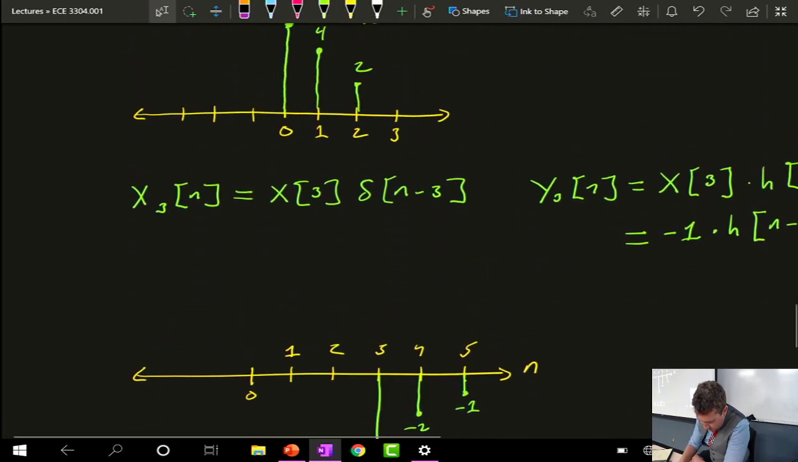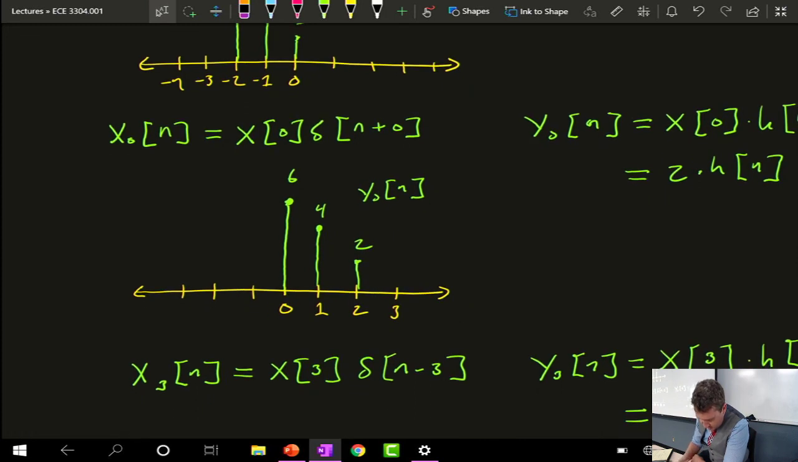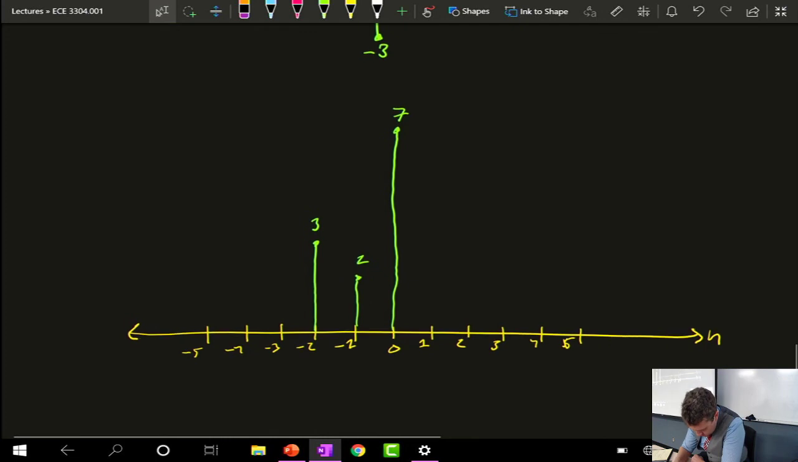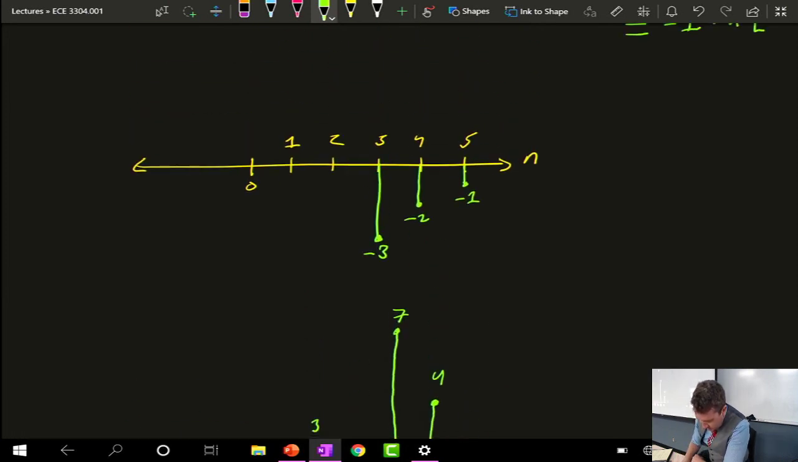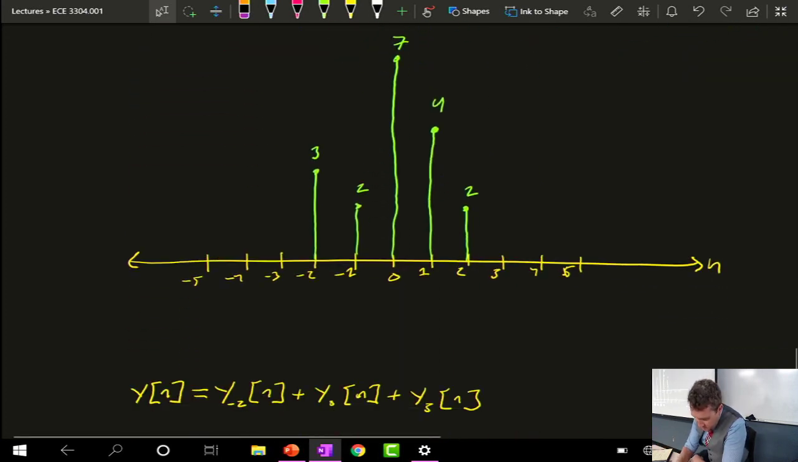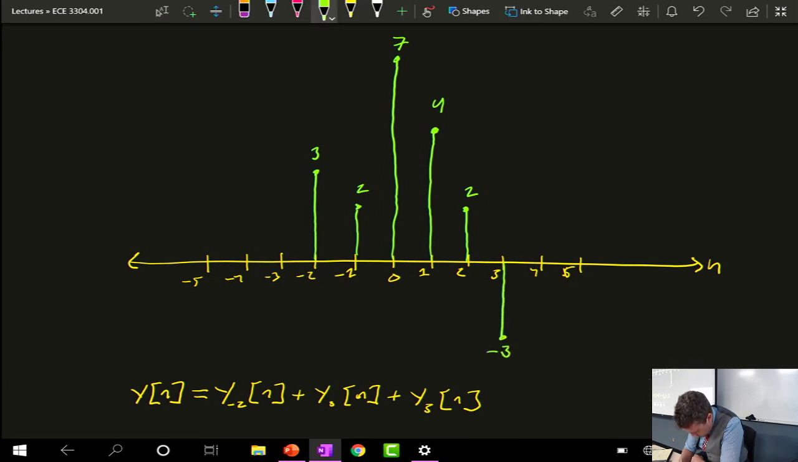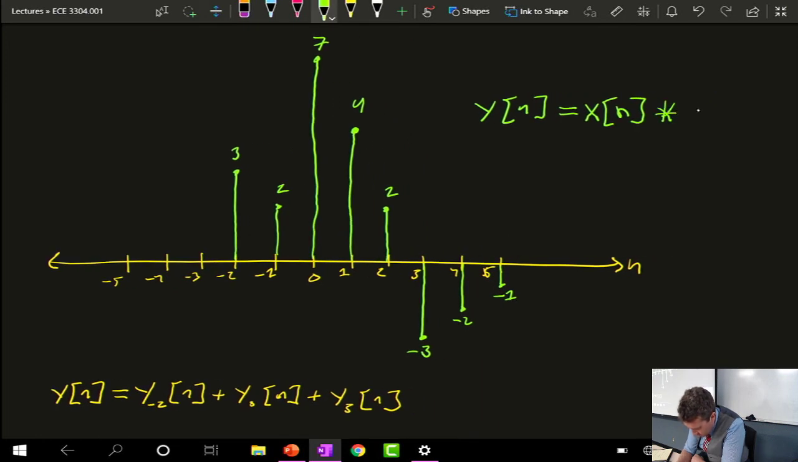All right, and then at 1, so 1 and 2 only occur in x sub 0. And that was 4 and 2. And then finally, for x of 3, we had 3, 4, 5 at -3, -2, and -1. So there we go. That's our y of n, which equals x of n convolved with h of n.